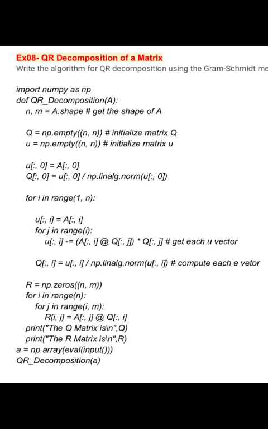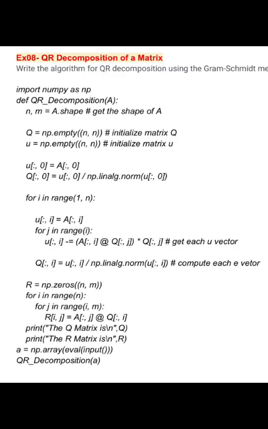Initializing the R matrix as zeros, with the same shape as A. Then compute the R matrix values: fill the R matrix, where R is the dot product of the jth column of A and the ith column of Q. This captures how much A lies in the direction of Q comma i. And finally, print the results, displaying the Q and R matrices.